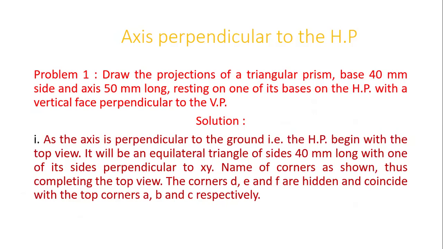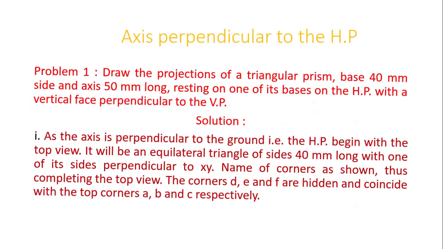In this problem, we have a triangular prism, and we have to draw its projections in 2D. The base of the triangular prism has all three sides equal at 40 mm, and the height of the prism is 50 mm. The axis is resting perpendicular to the horizontal plane, with one of the vertical faces perpendicular to the vertical plane. We will try to see this diagrammatically to understand the question.